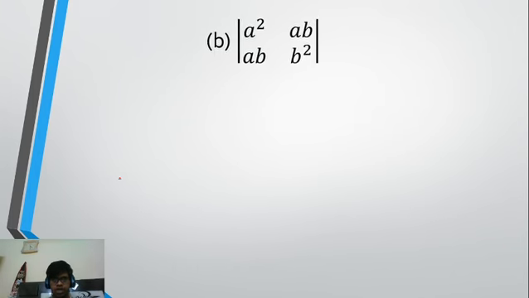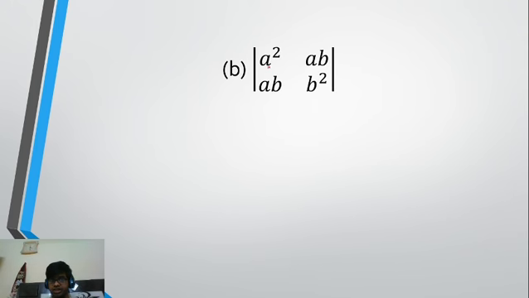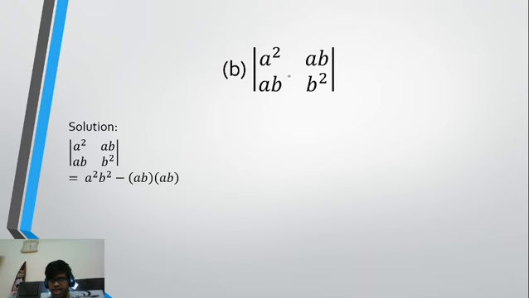Now, we'll be talking about another question, which is a square, b square, ab. Let's see what we have to do. Solution is: just multiply the diagonal elements and subtract them. A square b square minus ab into ab is also a square b square. Therefore, the answer is 0.